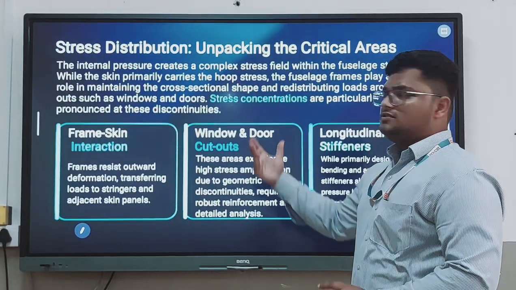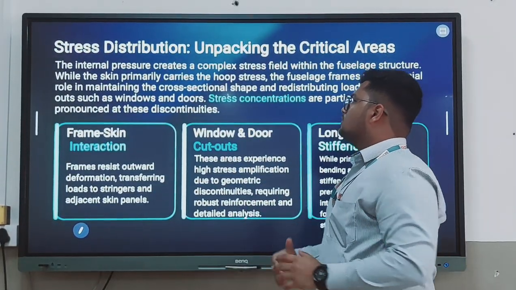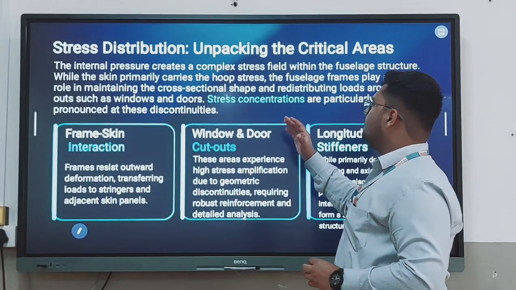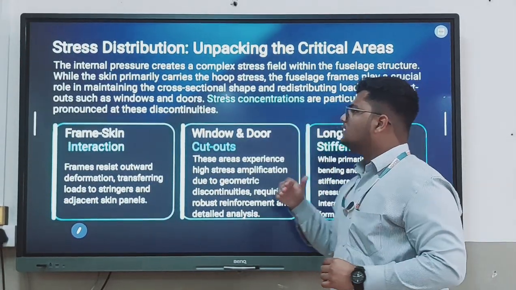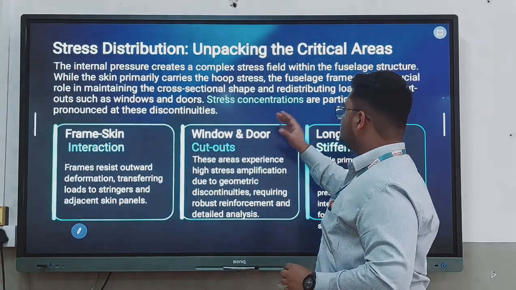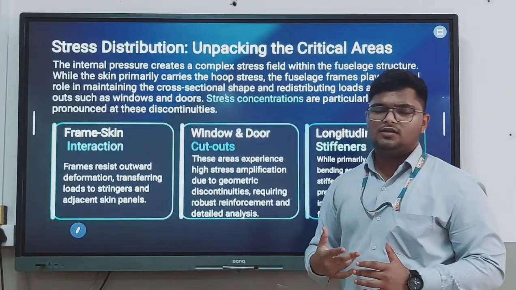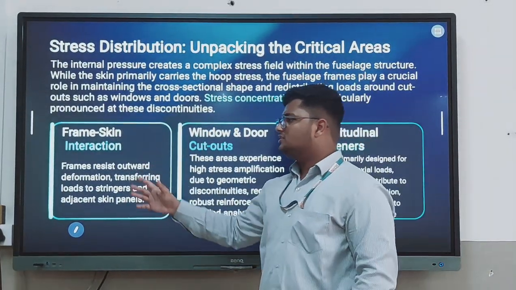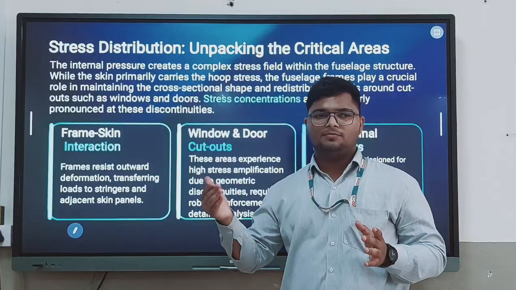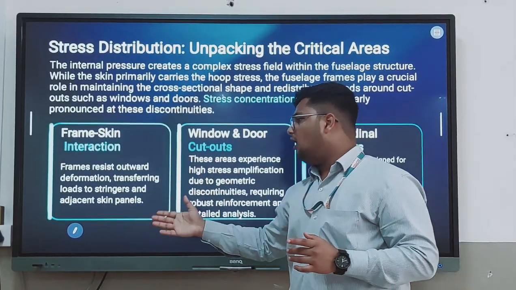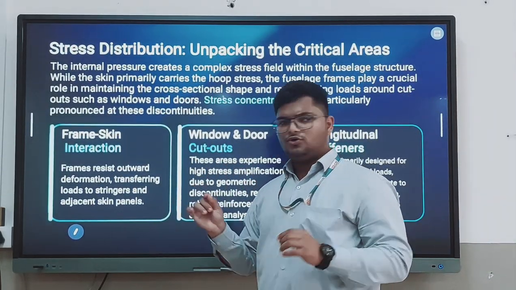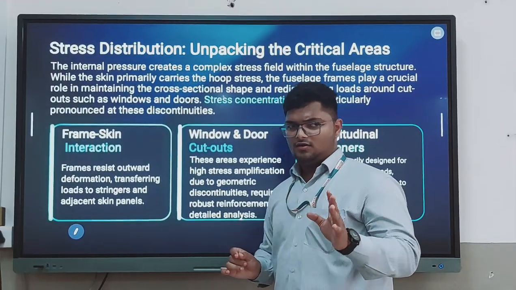Now the next is our stress distribution. With the internal pressure that is created inside the cabin, a hoop stress develops, and stress concentration is also particular in a cabin. We have the frame-skin interaction. The skin of the fuselage is the first thing that the pressure or the stress is applied on, and we have to make sure that the skin is very strong and can bear the weight and the stresses.